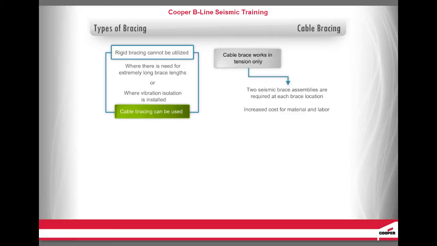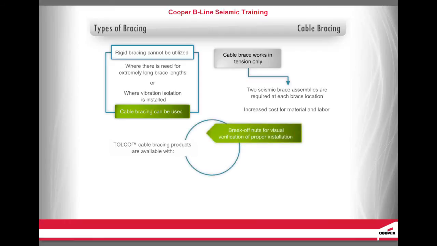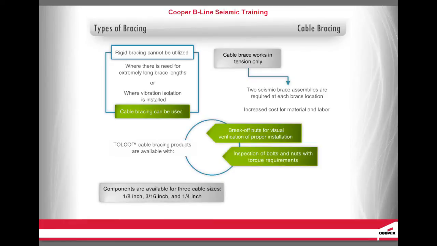As in rigid bracing, Tolco cable bracing products are also available with break-off nuts for visual verification of proper installation and inspection of bolts and nuts which have torque requirements. The components are available for 3 cable sizes: 1/8 inch, 3/16 inch, and 1/4 inch. The larger the cable diameter, the greater the load capacity.